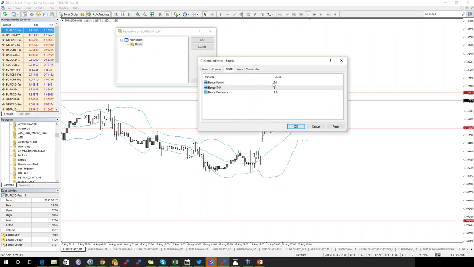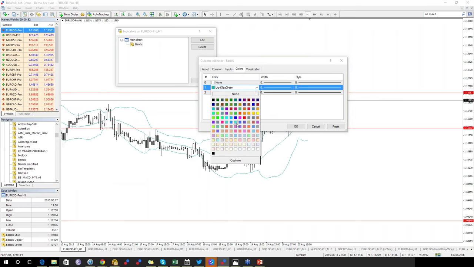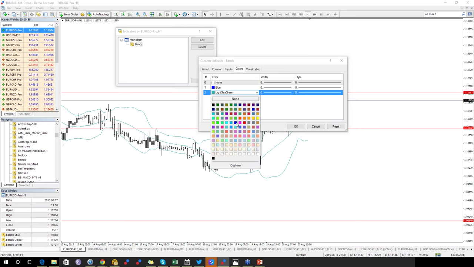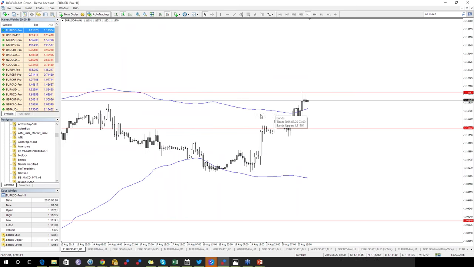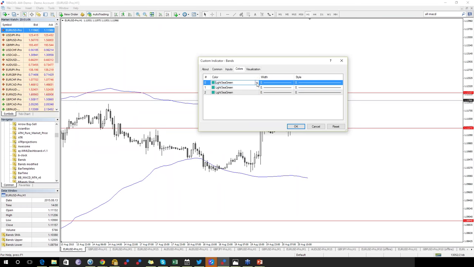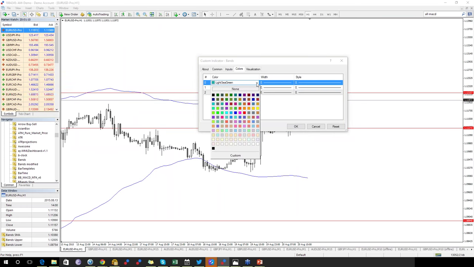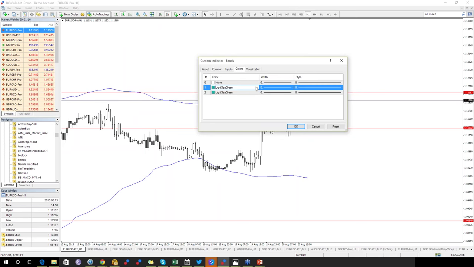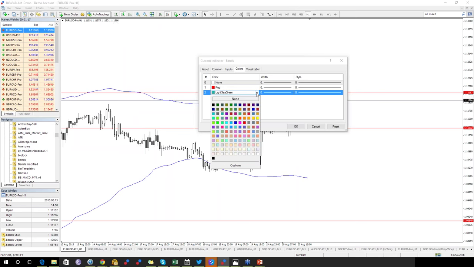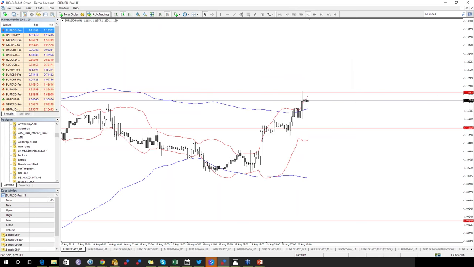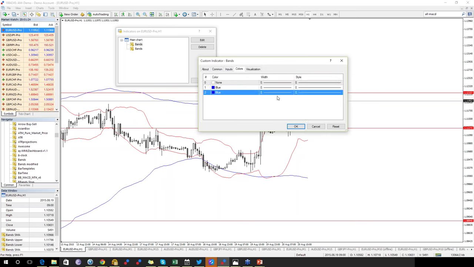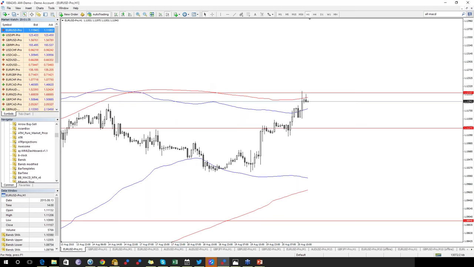I will remove the middle line, 100, okay, 100, colors, this is the color, okay, and this will be blue, okay, this will be also blue, okay, this is 100 Bollinger band. Now let's place 200 Bollinger band. Okay. Let's go with red. So guys, oh, I didn't put, this is 100. This is actually 200. Okay. So you have your swings for Bollinger bands, guys.